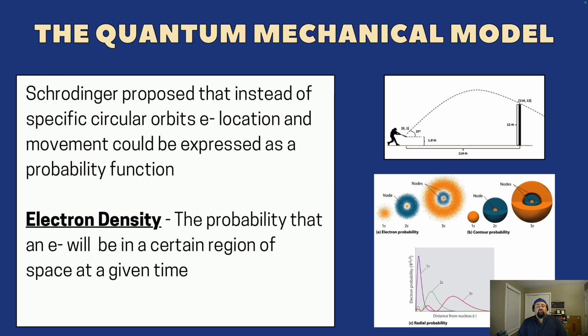Okay? Now, what we're really talking about is electron density, the probability that an electron will be in a certain region of space at any given time. And so if we were to zoom in to an atom, there would be a spot where we'd be most likely to find that electron, right? The same way that this is the path most likely for the ball to travel.